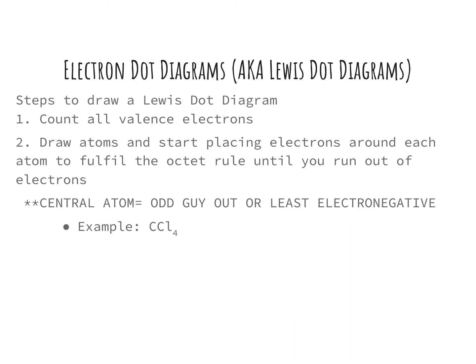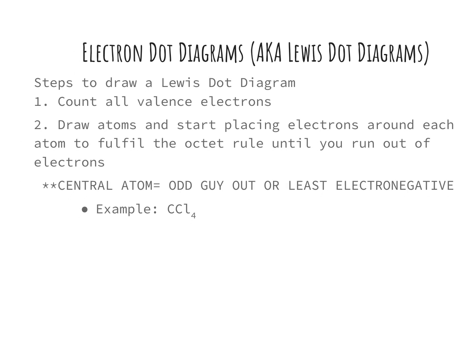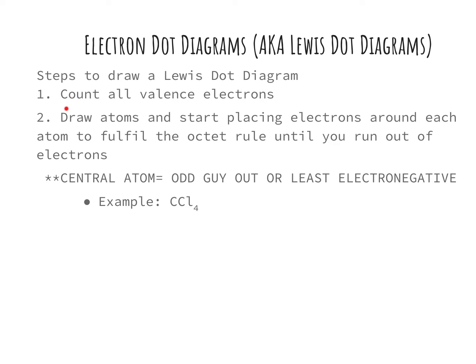On this slide, I'm going to show you how we write Lewis dot diagrams for covalent compounds. I don't think you need to write the steps. I have them here, but we'll just do this example together, and as long as you do the examples with me, you'll understand the process. First you have to count all the valence electrons. Then we draw the atoms. And we start placing electrons around each atom until we fulfill the octet rule.